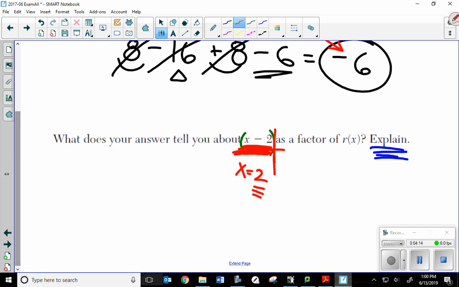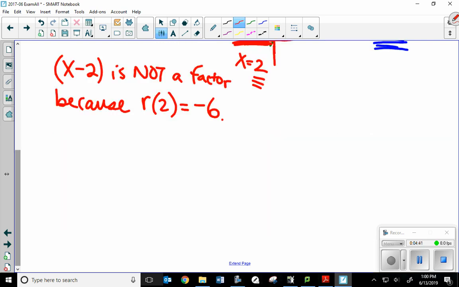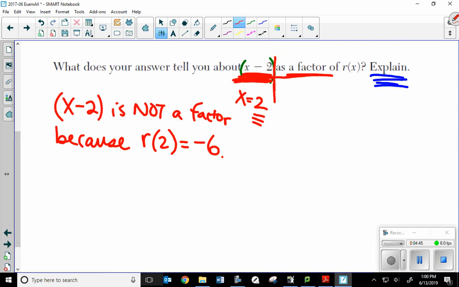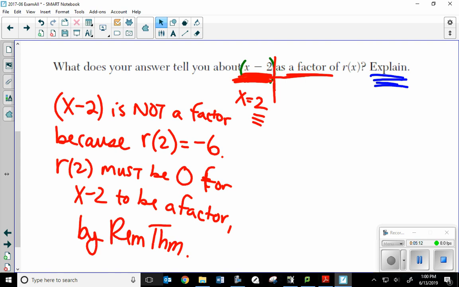So this is what I'm going to say. It says x minus 2 is not a factor, okay? Because they're asking us, what does your answer tell you about x minus 2 being a factor? Well, it's not a factor because R of 2 equals negative 6. All right, that might be enough, but because I'm a little paranoid about the people who grade this thing, I would say R of 2 must be 0 for x minus 2 to be a factor. And that is by the remainder theorem. Now, I probably wrote way more than I need to. But again, this is everything that's in my mind. Okay? Easy problem.